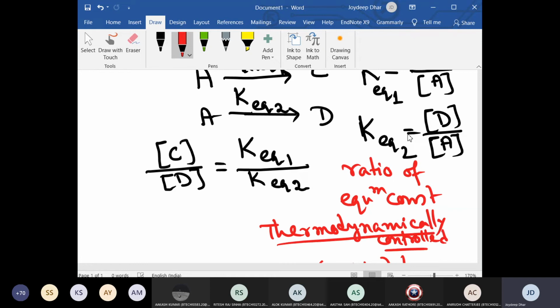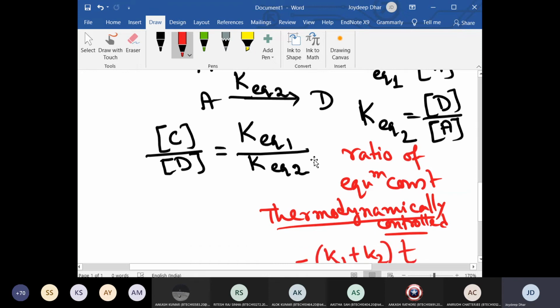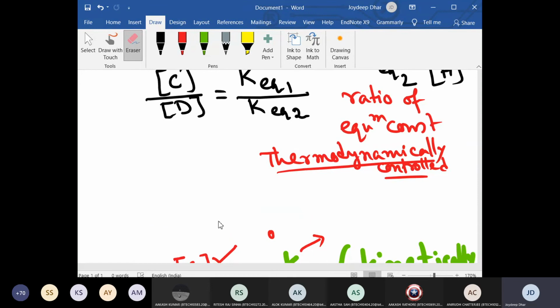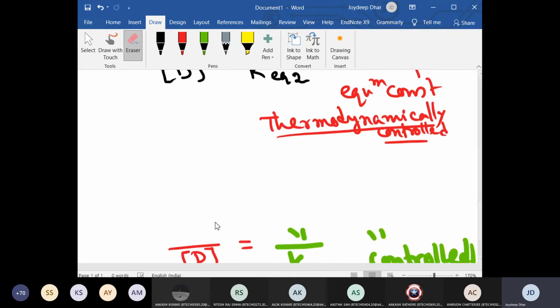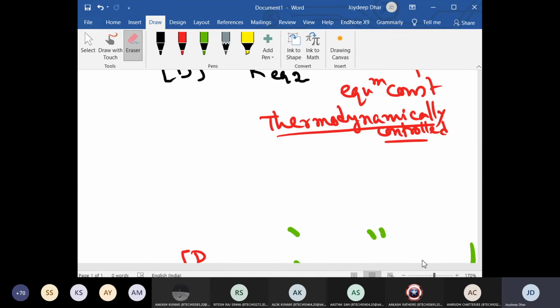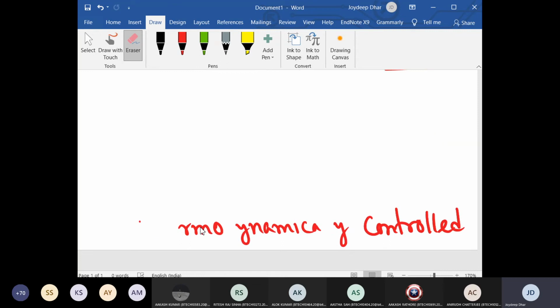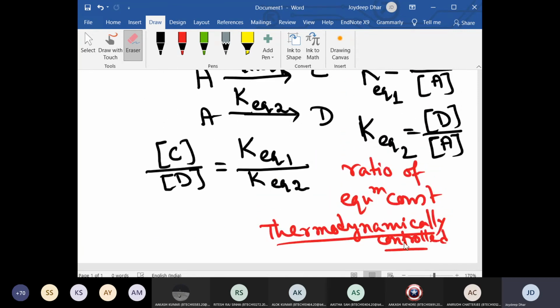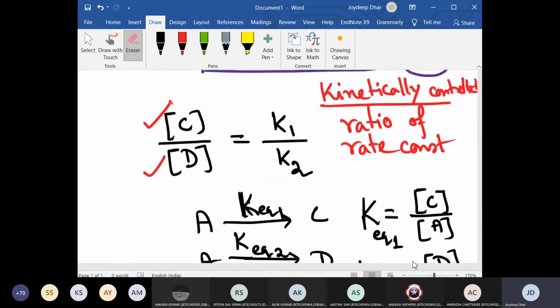Okay, so the derivation for the backward reaction I have not shown, it will become a little larger. You can see in the PDF, the backward reaction rate constant also you can easily get by forming the suitable rate equation, and thereafter you have to solve by integrating the differential equation. So the concept is important. What is thermodynamically controlled and what is kinetically controlled? Any doubt?